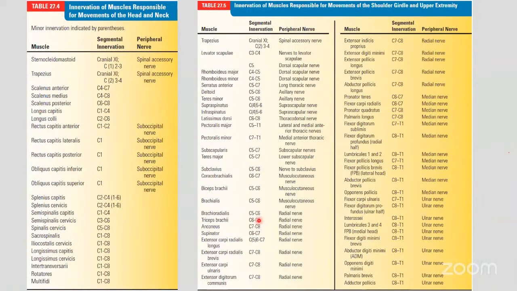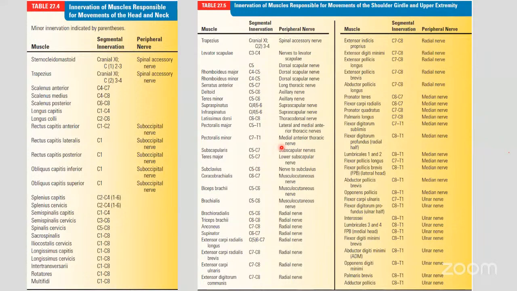These are the major muscles responsible for the movement of head and neck. The sternocleidomastoid and trapezius are supplied by the 11th cranial nerve, that is the spinal accessory nerve. The small muscles of the neck, that is scalenus anterior, medius, posterior, longus capitis, longus colli, are supplied by the cervical segments. C1 gives rise to the small muscles which are responsible for the yes-no movements of the head and neck. Most of the neck muscles are supplied by the cervical segments, that is C1 to C8, while sternocleidomastoid and trapezius are supplied by cranial nerve 11.